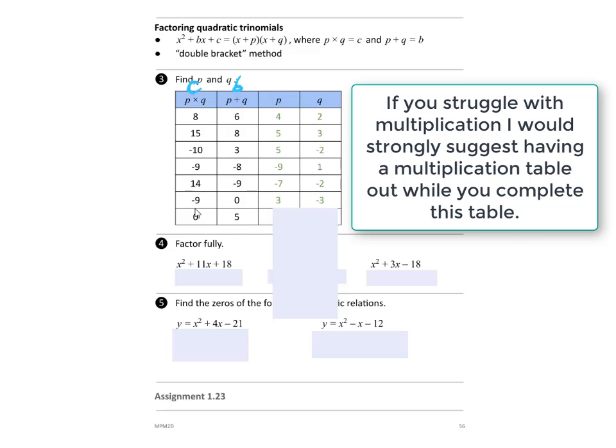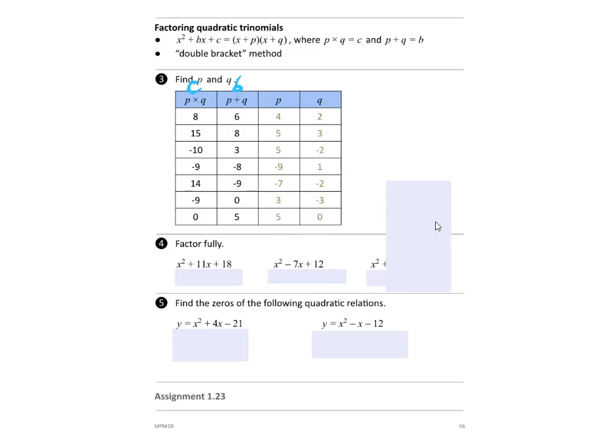Next example, we have multiplies to 0, adds to 5. It's a trick question, and it's a lot easier. Don't overthink it. You're going to laugh when you see the answer. What multiplies to 0 and adds to 5? And 5 is a prime number, so that means 1 and 5 are the only factors of 5. If you said 0 and 5 or 5 and 0, you are correct.